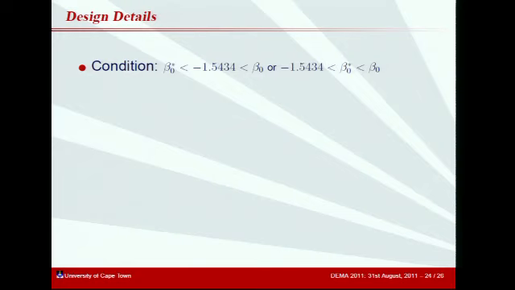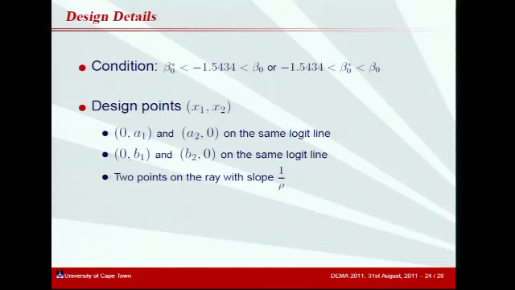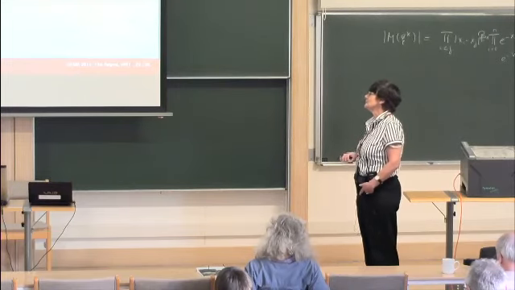The condition, I realize, is really quite simple: once beta naught is greater than minus 1.5434, the magic number, then you get designs like this. The design points are on the same logit line, 2 more on the same logit line, and then 2 points on the ray with a slope of 1 over relative potency. And proof, as I say, analytically, if we plug various things in, you can see that this is the best 6-point design under these circumstances. Proof of the actual optimality is something we're still trying to refine and sort out a bit.